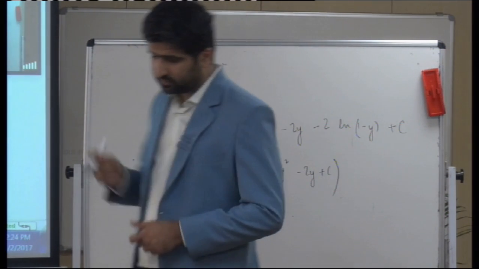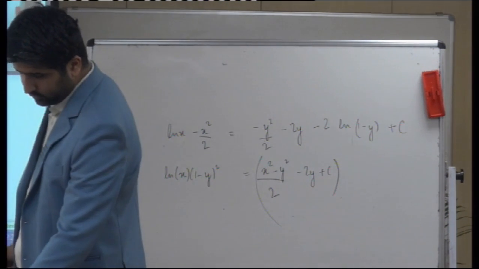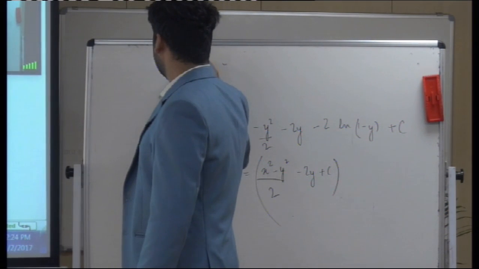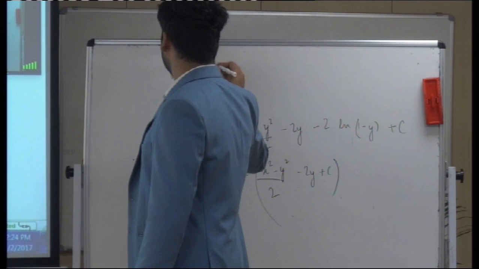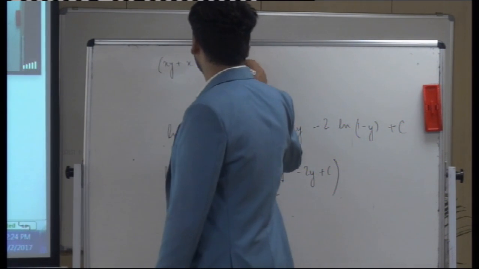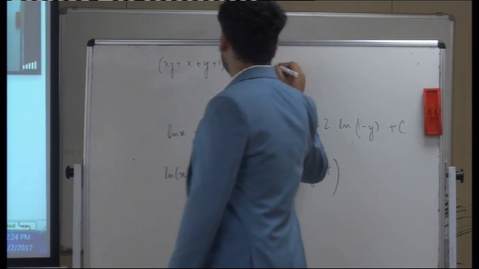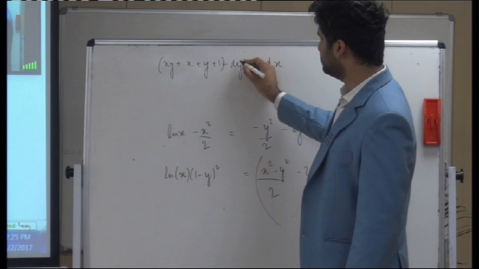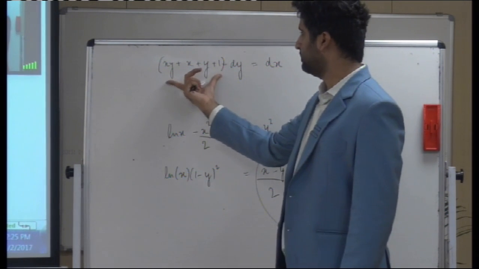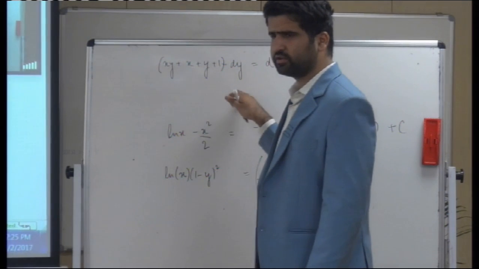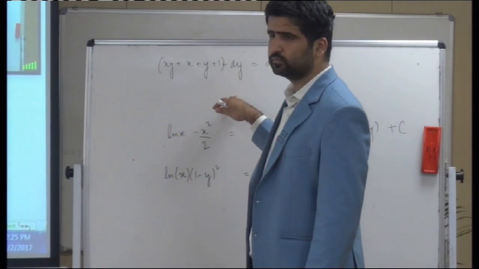Next question is, find the solution for the differential equation (xy plus x plus y plus 1) times dy is equal to dx. So this is a whole bracket, equal to dx. So is this the third question for the separation of variable, or fourth one? Third one.